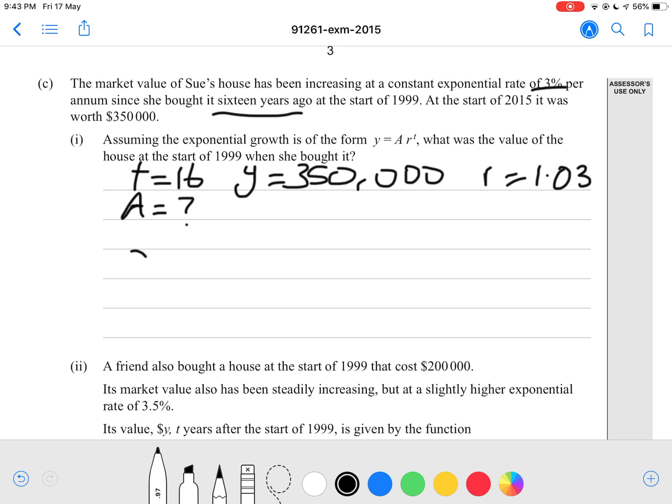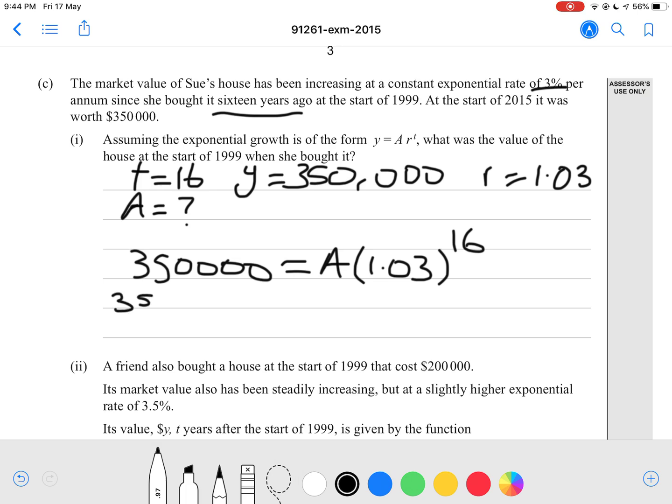So basically we can just substitute our numbers in. 350,000 is equal to a, which we don't know, multiplied by 1.03 to the power of 16. Okay, so what is 1.03 to the power of 16? Just do it this way: 350,000 divided by 1.03 to the power of 16 equals a.